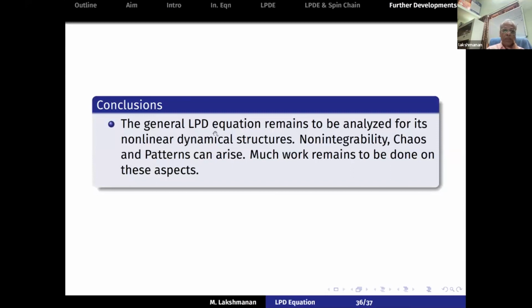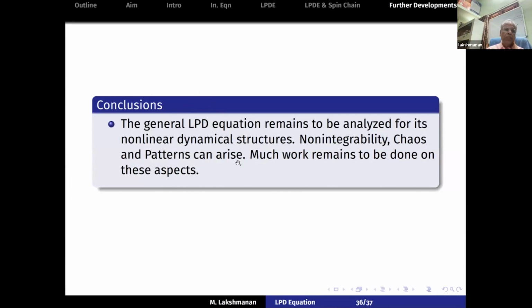But still, there are lots of open problems. For example, the general LPD equation remains to be analyzed for all its possible nonlinear dynamical structures. If it is non-integrable, then what are the underlying nonlinear structures it can admit? As I have tried to point out in my analysis, even though it may become non-integrable, from the perspective of moving space curves, certain linearizations are possible, but whether that kind of linearization can lead to some nice structures remains to be analyzed. So non-integrability, chaos, and other kinds of patterns in such a general LPD equation remain to be analyzed.